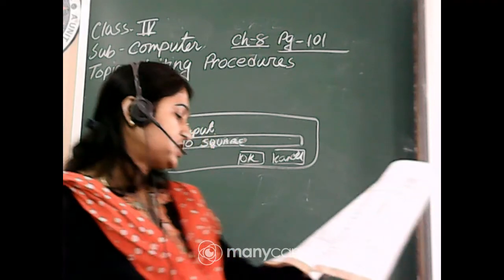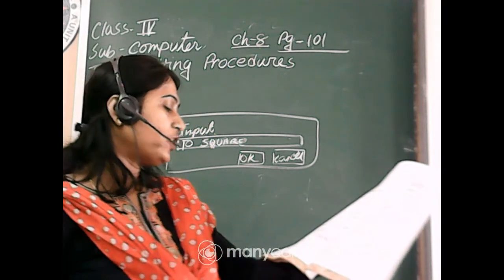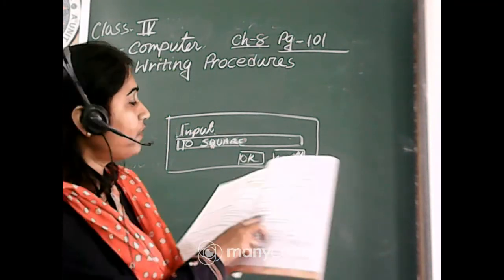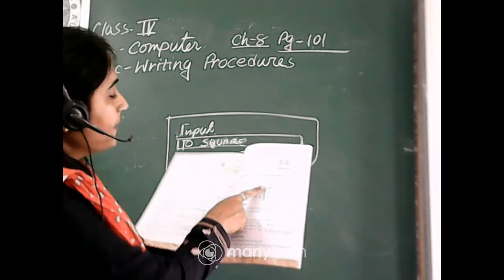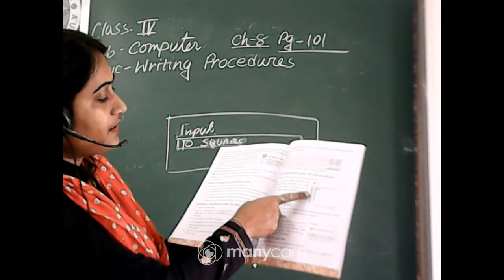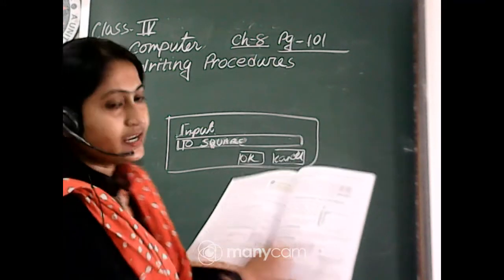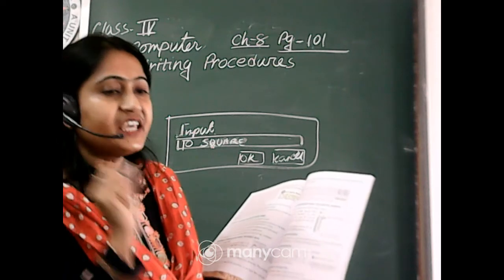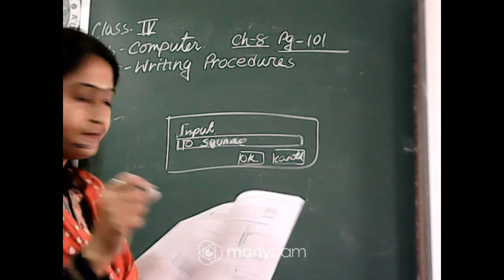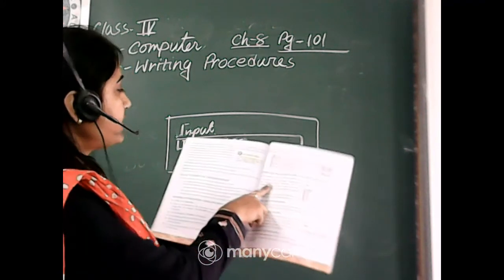Start typing primitives one after another by pressing the Enter key. When all the primitives are entered, type END. Please follow over here. This is the editor: TO SQUARE, the name of the procedure. Then FD 100, RT 90, FD 100, RT 90, FD 100, RT 90, FD 100, RT 90. And then last, END is written. END means the procedure is over.